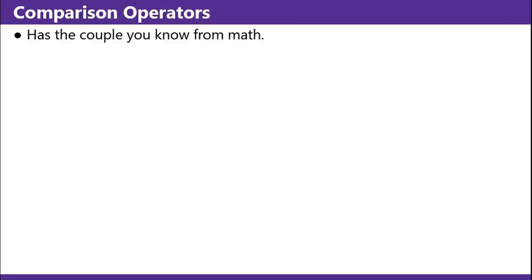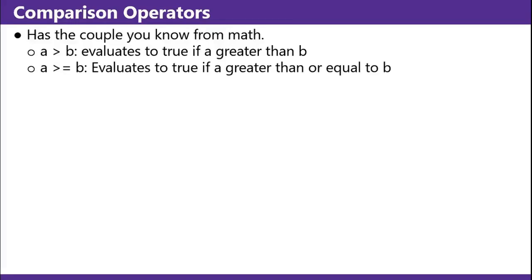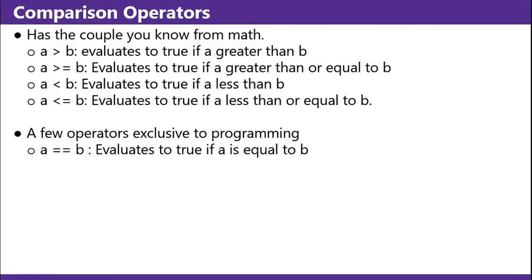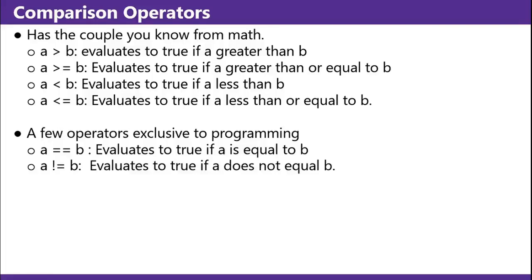Comparison operators. Has the couple you know from math: a > b, evaluates to true if a is greater than b. A >= b, evaluates to true if a is greater than or equal to b. A < b, evaluates to true if a is less than b. A <= b, evaluates to true if a is less than or equal to b. A few operators exclusive to programming: a == b, evaluates true if a is equal to b. A != b, evaluates true if a does not equal b.